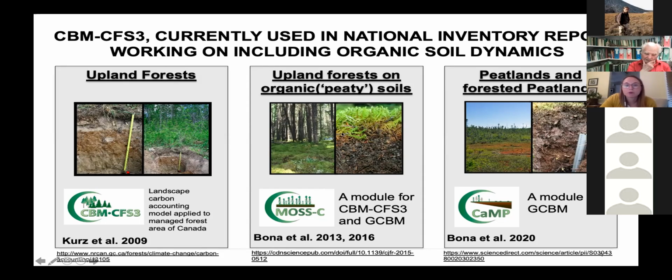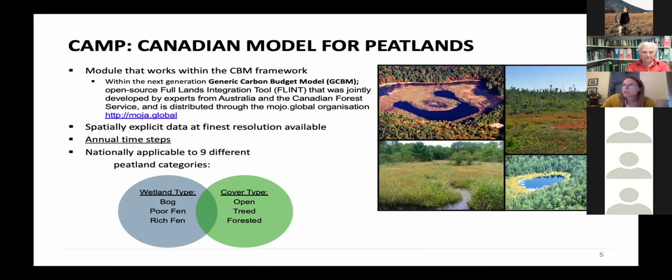So I built a moss module for my PhD, and then went on to work with them to build this peatland module, which we call CAMP, which I will now get into more detail in. So the CAMP module works within the generic carbon budget model. This was, as Werner had mentioned earlier, built on the Full Lands Integration Tool, or FLINT, and this was jointly developed by experts in Australia and the Canadian Forest Service. It's open source. Werner provided the GitHub link at the end of his presentation.